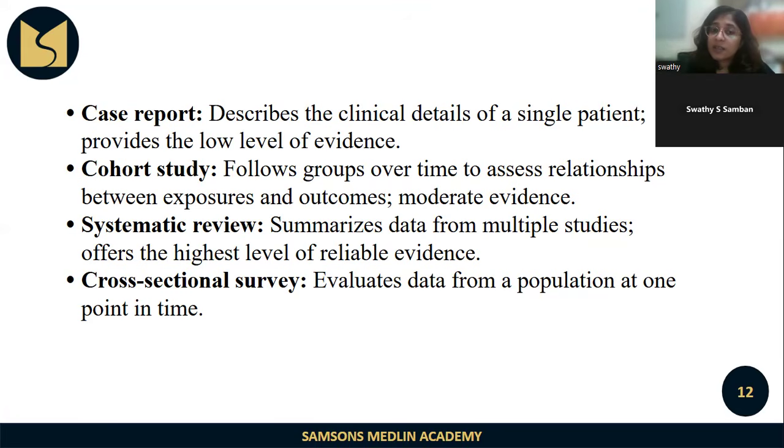Next comes the systematic review. What does a systematic review mean? It summarizes data from multiple studies and offers the highest level of reliable evidence. I'll explain systematic review in simple terms. One person from South India is doing a clinical trial in the South Indian population, and another investigator is doing a similar clinical trial in North India.